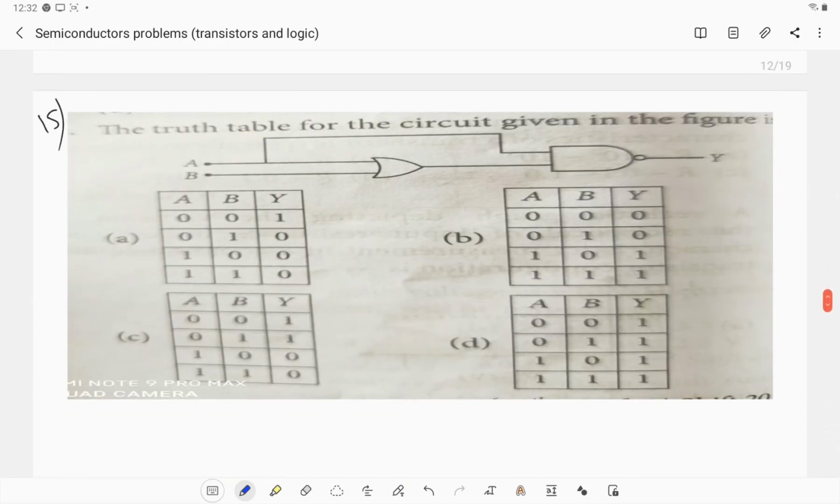Next, 15. The truth table for the circuit given in the figure is, see here is A. Here A, B, this is OR gate, this becomes A plus B. For example, for A plus B, I am taking C. And this is NAND, therefore A dot C complement. Then if you verify this one, therefore the third option is correct.